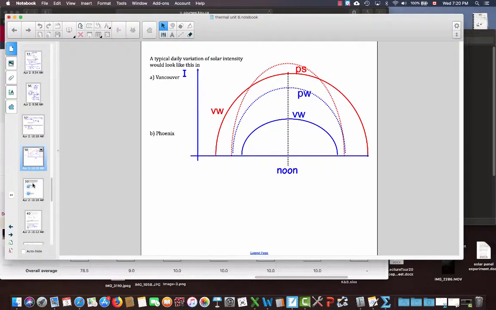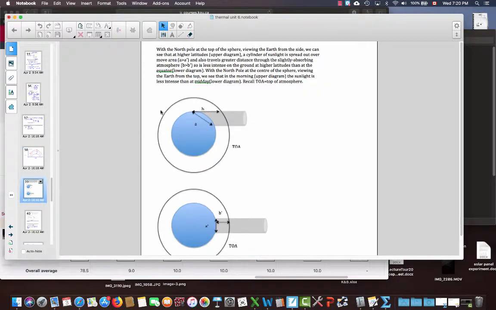And so you can see there's a length of day effect there, and we can understand that if we look at a picture of the Earth here. So here's the Earth, and here's a cylinder of sunlight coming from the sun and passing through the atmosphere and reaching the surface of the Earth. So there's a couple of things we can get from this. First of all, if we imagine that this is the North Pole, and so we're looking down on the surface of the Earth.